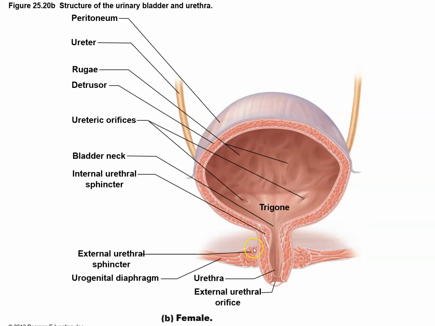In the female, the urethra is much shorter. There's this short little passageway to carry urine out through, again, the muscular floor of the pelvic cavity and then outwards. The urethral opening is situated between the vagina and the clitoris.